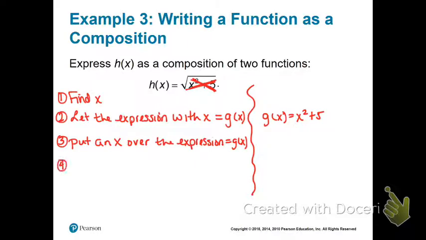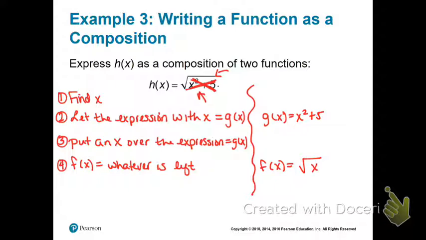Alright, so f of x will equal whatever is written now, or whatever is left. How about that? So when we look at this, we can say, okay, well, f of x is equal to what is left. We still have our square root symbol, so the square root, and then the only thing we have underneath it now is that x that we wrote there. So f of x will equal the square root of x. And so these two would be our solutions there.